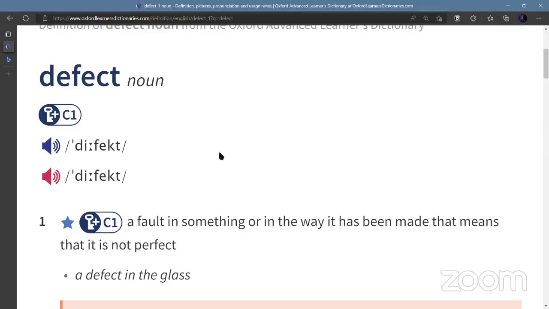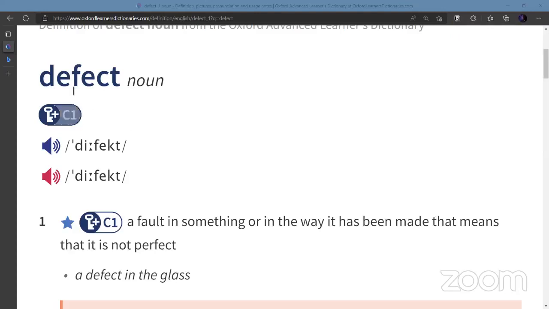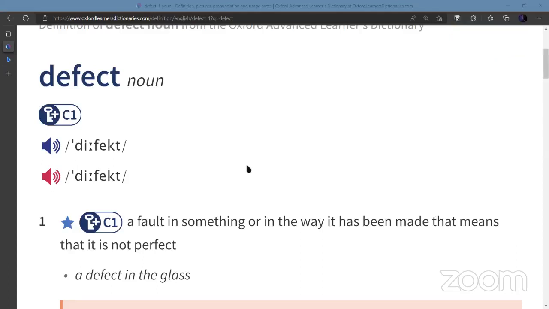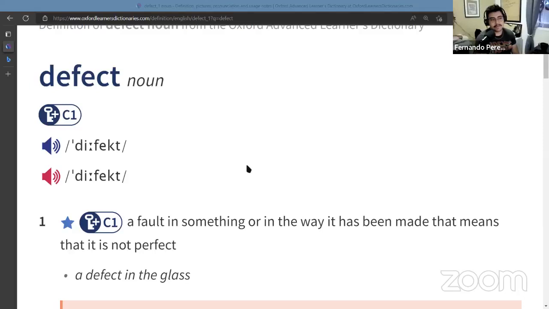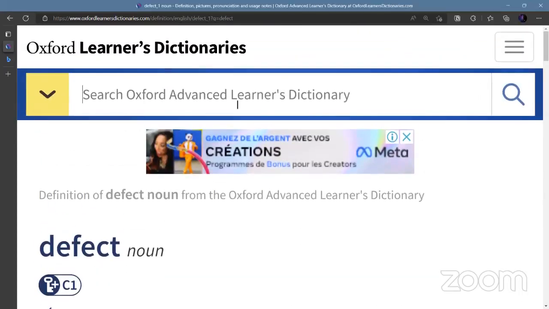That one is easy too, no? Because it's also similar to Spanish. It is considered C1 because for other countries or other languages it's a very different word. But for Spanish in particular, it's very similar. Okay, let's go to the next one.